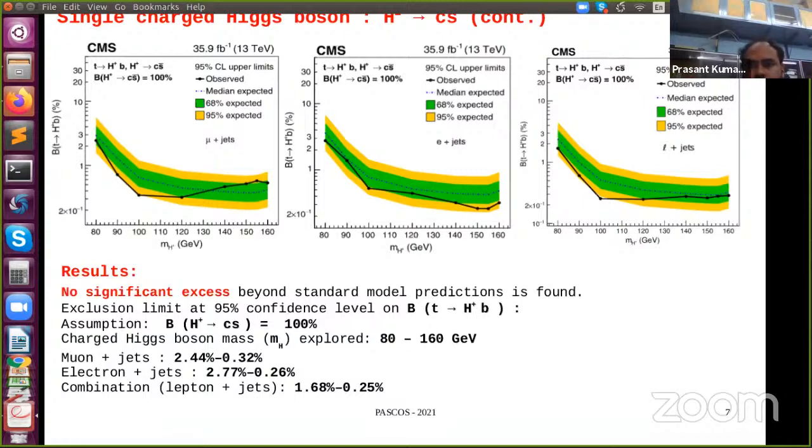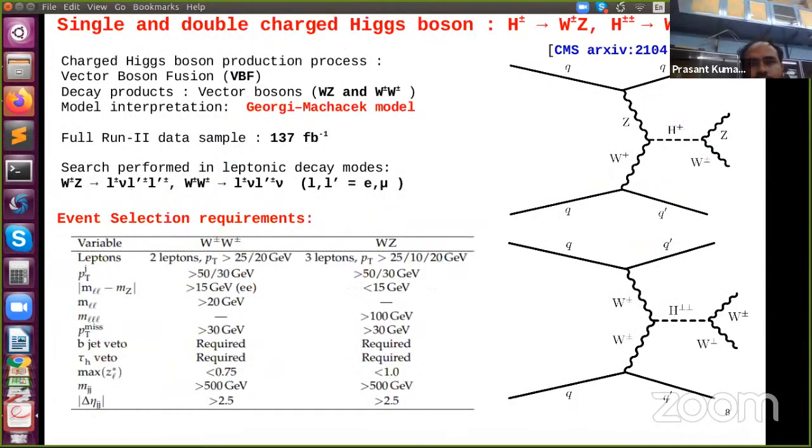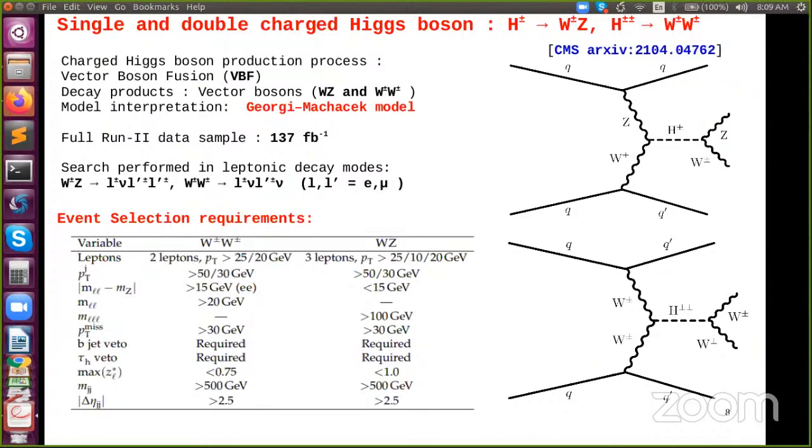So let me move on to the next slide. There are other charged Higgs boson searches that have also been performed in CMS using the vector boson fusion processes. Here the charged Higgs boson is produced from vector boson fusion, and it also decays to vector bosons, like WZ and also WW. This is according to the Georgi-Machacek model.